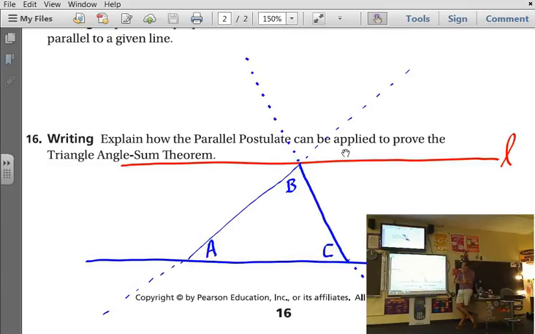Now, what could I say about any, like, I need to start identifying or adding in some pieces and parts that I can relate to each other. Michelle? You can use the exterior angle that's supplementary to B. So the exterior angle that's supplementary to B, so that would take this whole angle then, right?